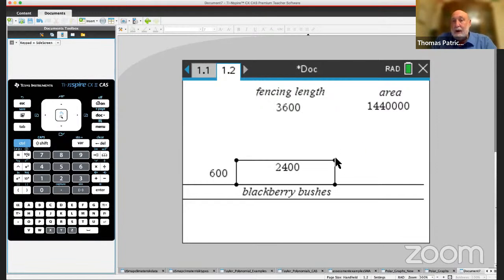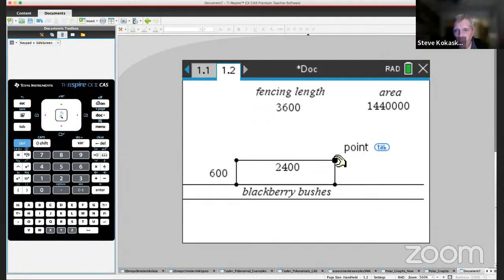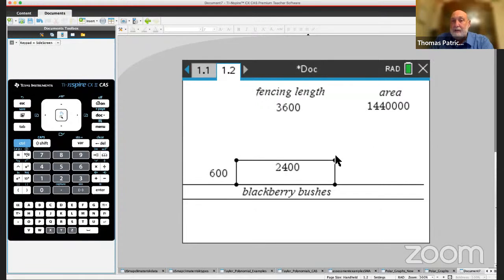So I can grab this corner of the rectangle. And if I move it, I can only move it to places that'll keep that fencing fixed at 3,600 in length. Now, this was, I think, one of the pictures you had, happened to be a 600 by 2400 rectangle. And here's the area of that rectangle.